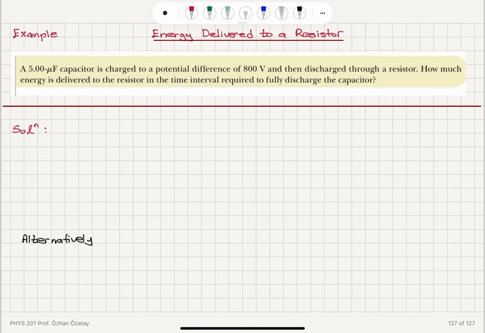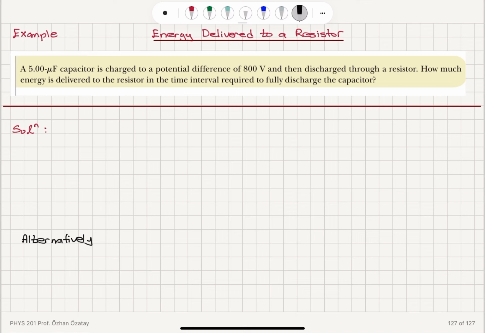Energy delivered to a resistor. A 5 microfarad capacitor is charged to a potential difference of 800 volts and then discharged through a resistor. How much energy is delivered to the resistor in the time interval required to fully discharge the capacitor?